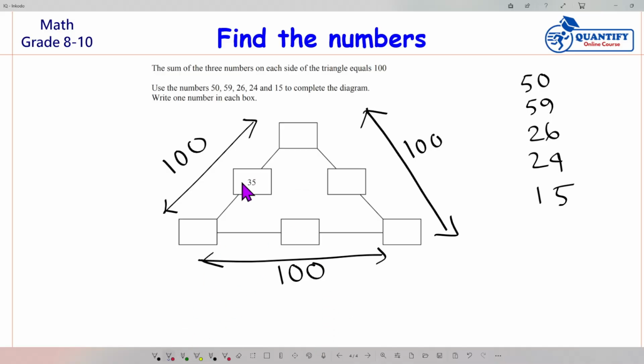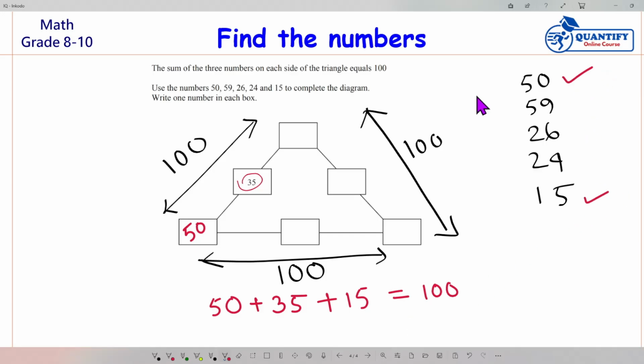Now here 35 has been given. So suppose we take 50 here, it becomes 50 plus 35, which means 85, and we need 15. So this becomes 100. So 50 and 15 are gone. So we put this one.